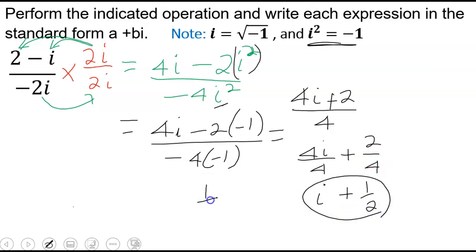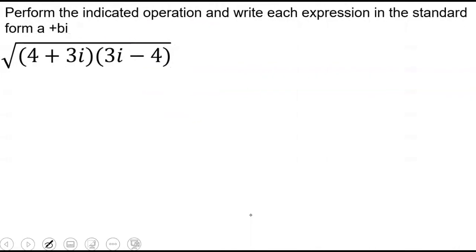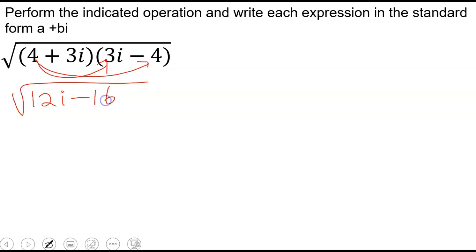Or we can write it as 1/2 plus i. That way, by the commutative property of addition, we can switch those. Okay, so we can do more here. We can FOIL. So 3 times that is 12, we have the square root, so we have 12i. So 4 times negative, that is negative 16.